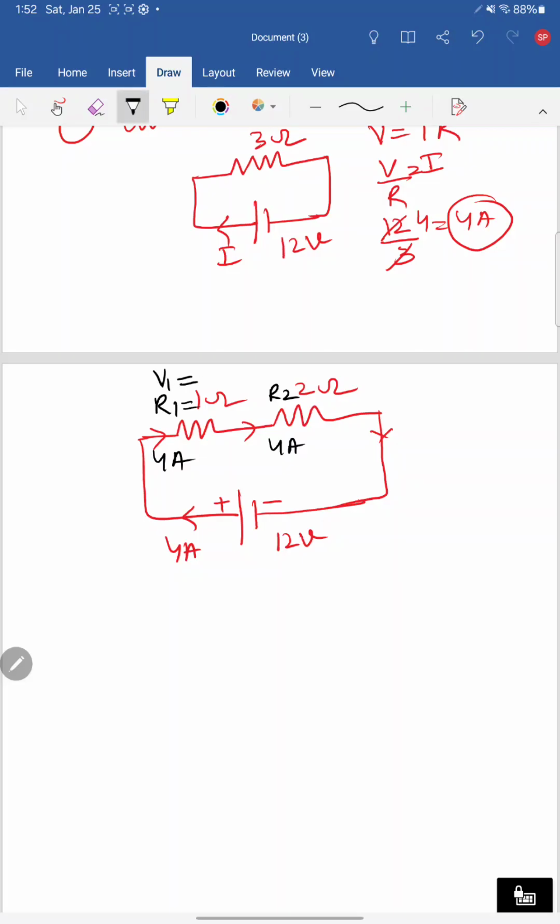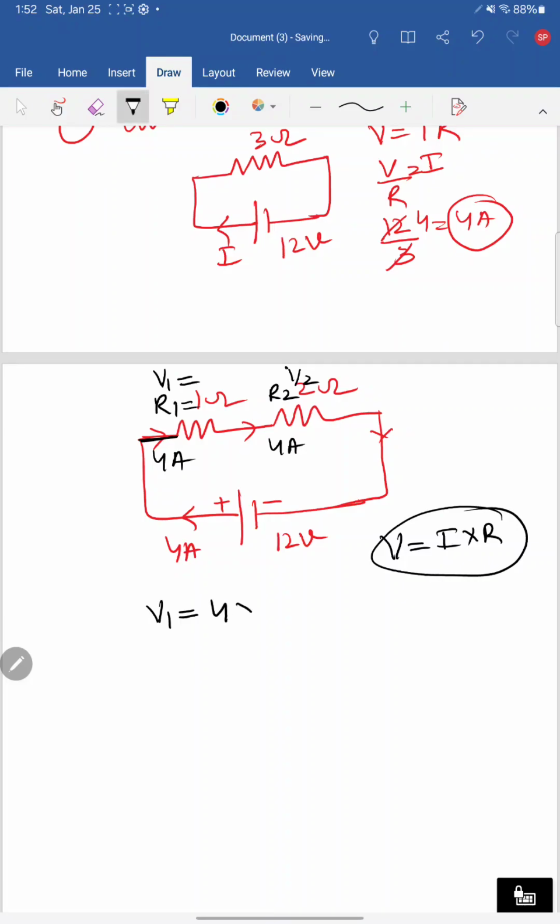So here it will be V1 and here the voltage will be V2. So what's the value of V1? V1 will be the current passing through the conductor multiplied by R, because what is V? I multiplied by R, Ohm's law. So what is the current here? Current is 4 ampere. What is the value of R1 here? The value of R1 is 1. So that is 4 volt. So the value of V1, or the voltage across R1 resistor, is 4 volt.